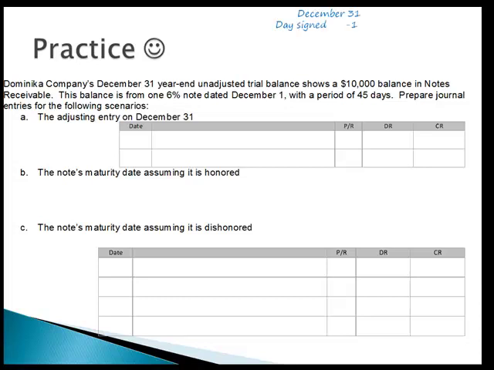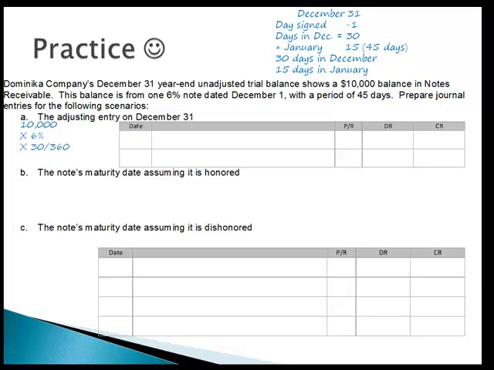Okay, so December 31st, first off I'm going to figure out what's the actual due date. Take off the day we signed it. There's 30 days in December. It's a 45-day note, so I need 15 more days, which would total 45 days. So how many days are between the day that I signed it and December 31st? 30 days. So let's figure out how much interest was earned before the year end. 10,000 times 6% times 30 days that were earned before December 31st is $50.